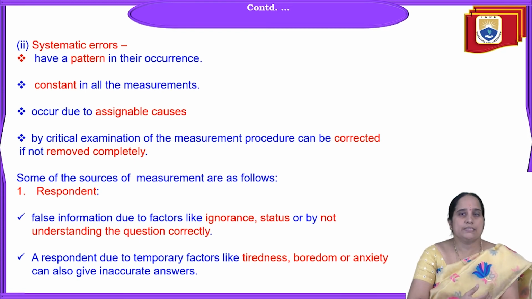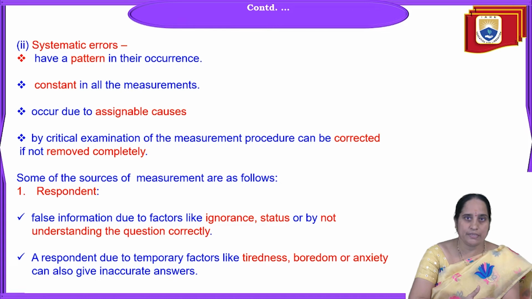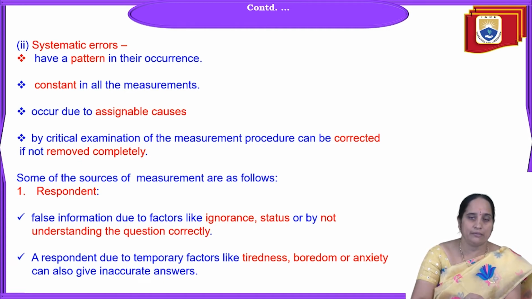Then the next one is systematic error. As the name itself represents, these errors are caused by system-wide factors. Here they have a pattern in their occurrence. Whereas random errors do not have any specific pattern; at any point of time, they may occur in any type of measurement. But systematic errors have a definite pattern in their occurrence and are constant in all the measurements.